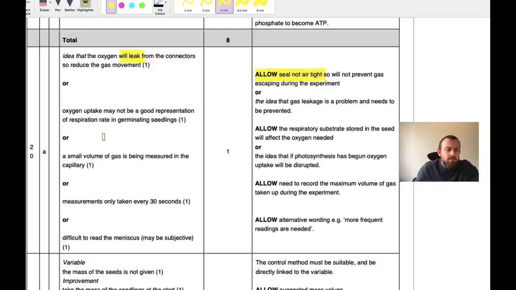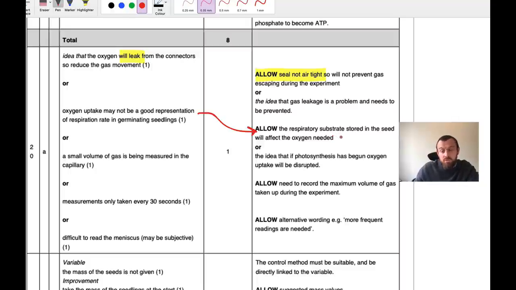They say that the rate of oxygen uptake may not be a good representation rate. So it might not be an accurate representation. I think what they're getting at is this: the respiratory substrate stored in the seed will affect the oxygen uptake. So for example, if the seed is respiring lipid, then more oxygen will be taken up than if the seed is respiring carbohydrate.